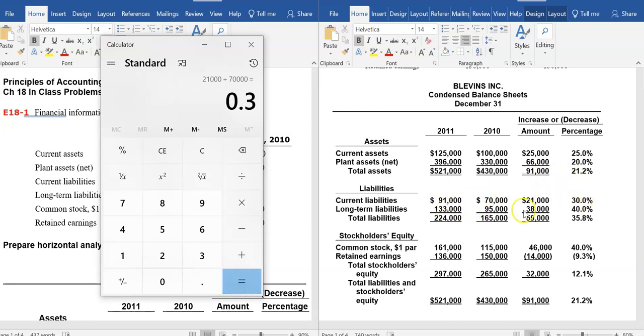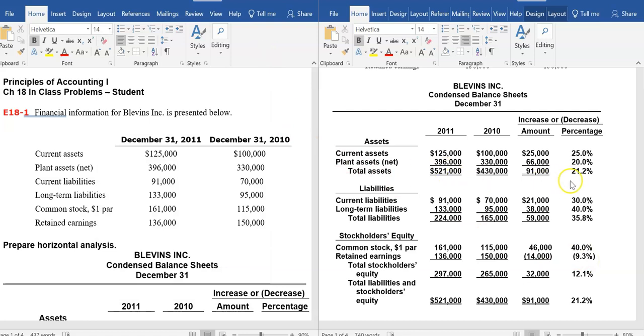So we are doing this line by line by line. Okay. Here we're seeing a decrease in retained earnings from 2010 to 2011. So that's why we're seeing a negative number here. If we take the negative 14,000 and divide by the base year presented, $150,000 the first year, we got a change of a decrease of 9.3%. So that's what those brackets mean, okay? That is applying the horizontal analysis.